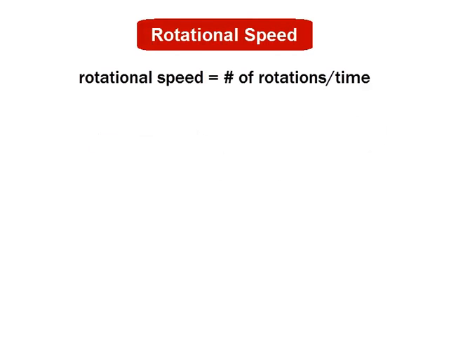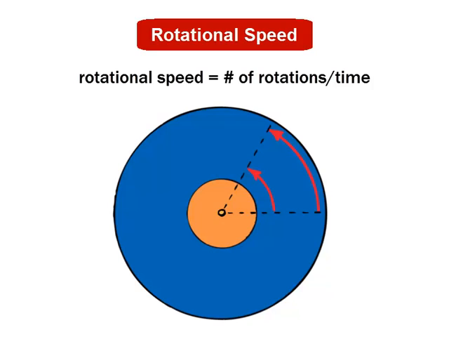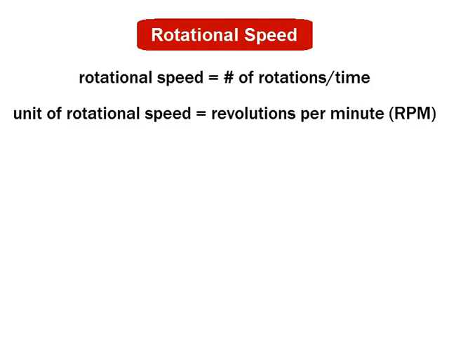Rotational speed, sometimes called angular speed, is the number of rotations per unit of time. All parts of the turntable rotate about the axis in the same amount of time. All parts have the same rate of rotation, or the same number of rotations per unit of time. It's common to express rotational speed in the unit revolutions per minute, or RPM.